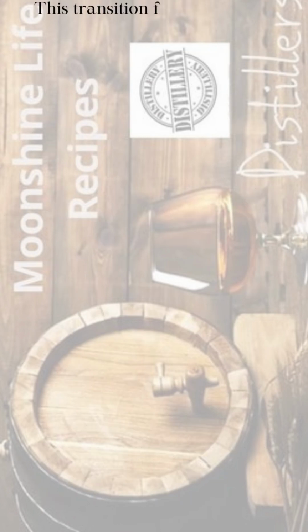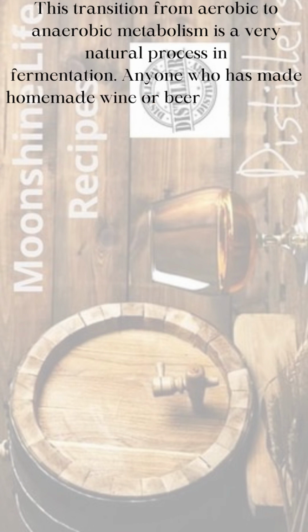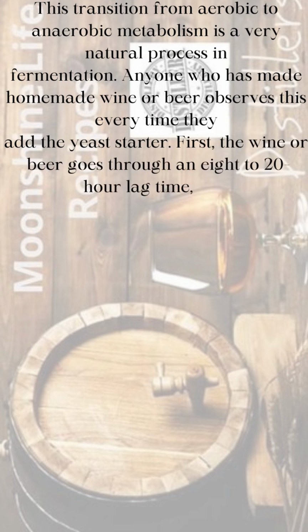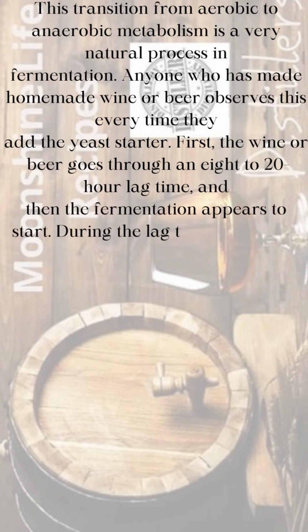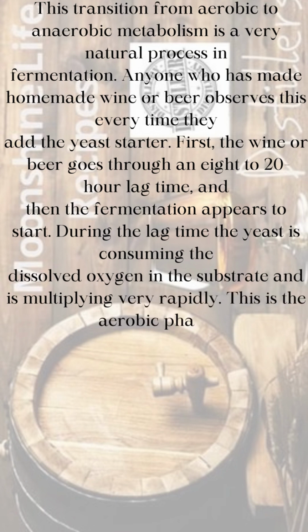This transition from aerobic to anaerobic metabolism is a very natural process in fermentation. Anyone who has made homemade wine or beer observes this every time they add the yeast starter. First, the wine or beer goes through an 8 to 20 hour lag time, and then the fermentation appears to start. During the lag time, the yeast is consuming the dissolved oxygen in the substrate and is multiplying very rapidly. This is the aerobic phase.